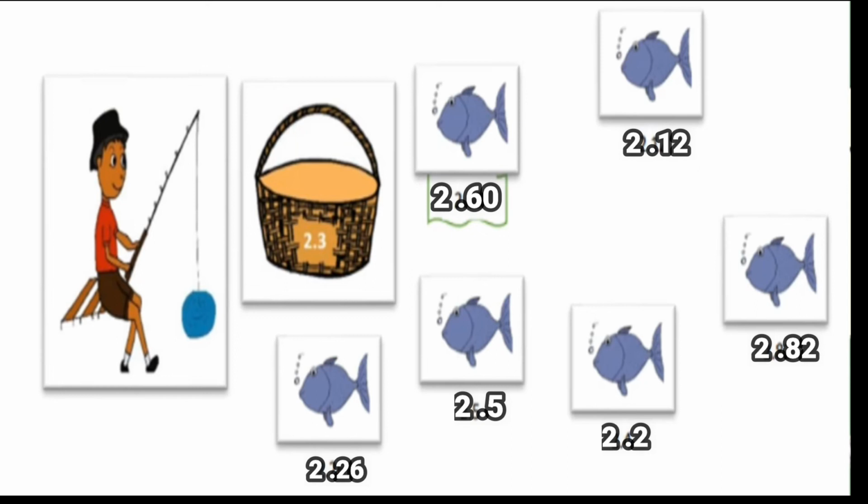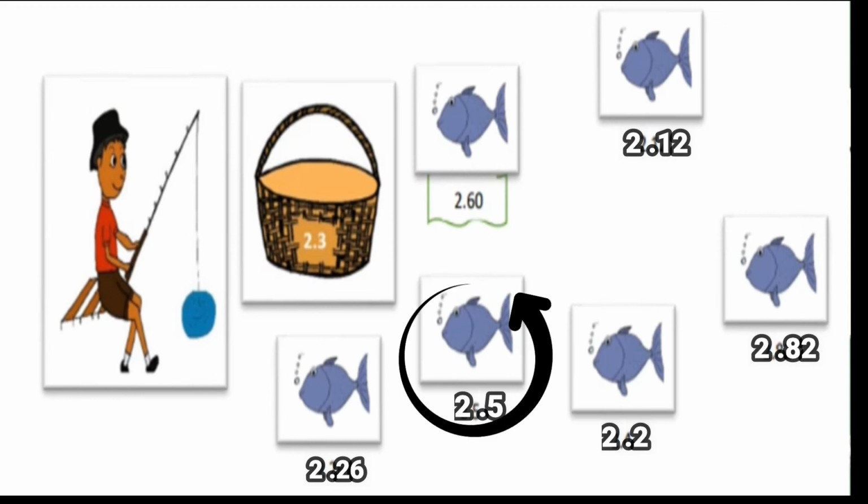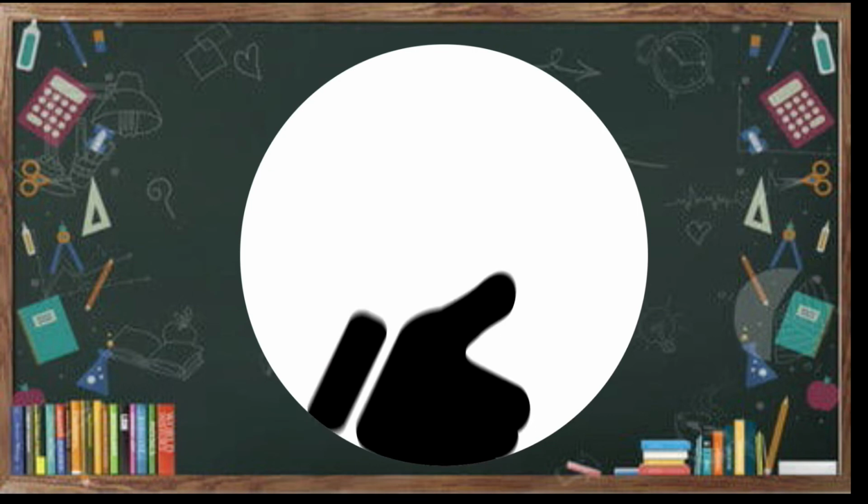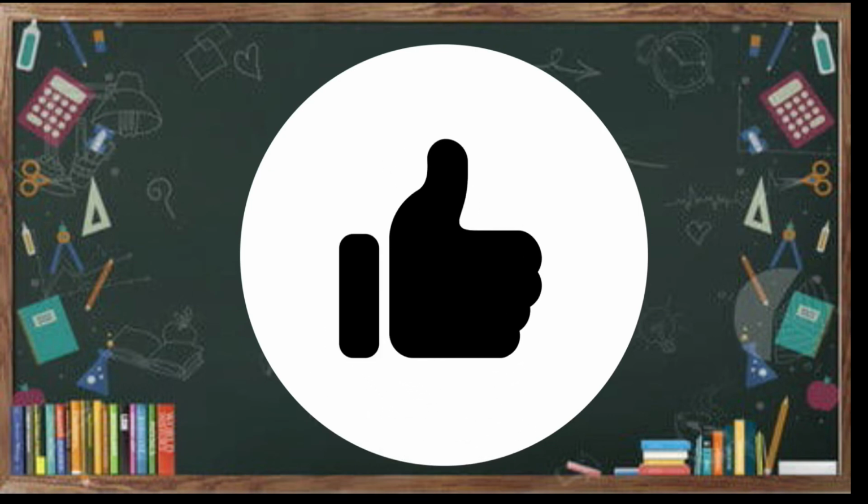Very good. First is 2 and 60/100. Next is, right, 2 and 5/10. And last we have, perfect, 2 and 82/100. Very good, grade 4 pupils. Thank you so much for helping me catch those fish.